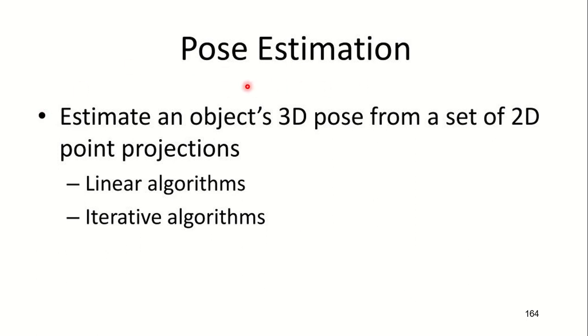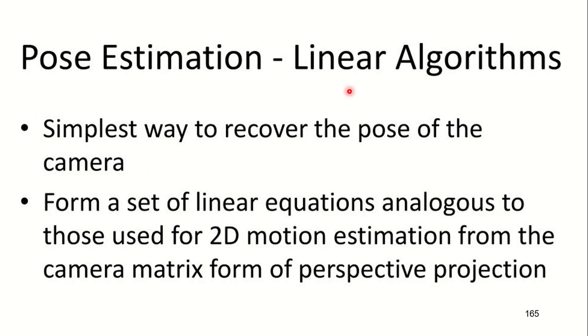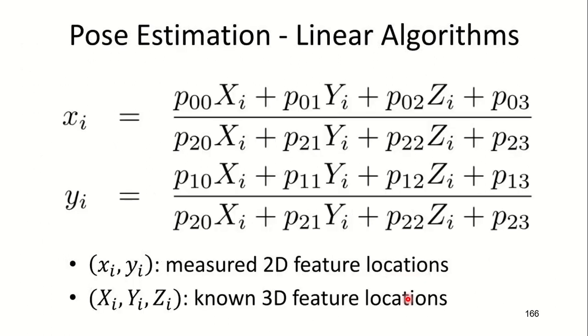Pose estimation. So pose estimation means we estimate an object's 3D pose from a set of 2D point projections. So we use both linear algorithms and iterative algorithms for pose estimation. First of all, we can see the linear algorithms. It is the simplest way to recover the pose of the camera, and it forms a set of linear equations analogous to those used for 2D motion estimation from the camera matrix form of perspective projection.